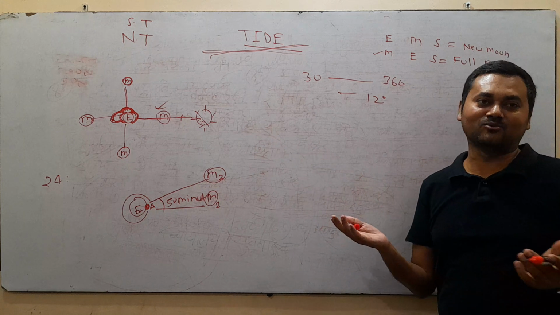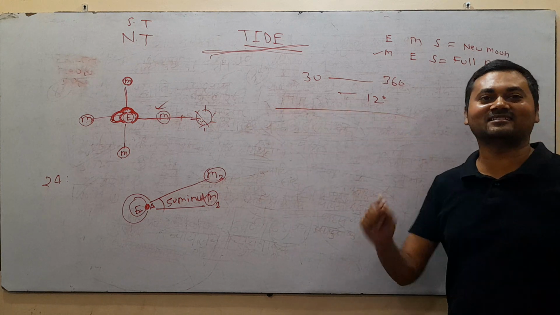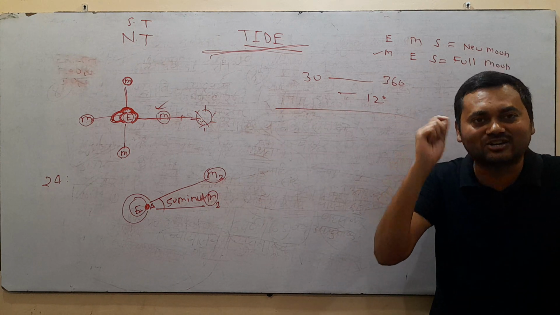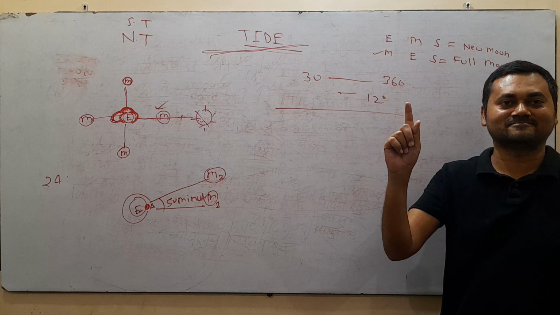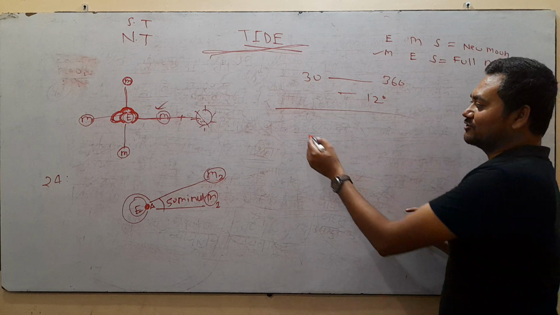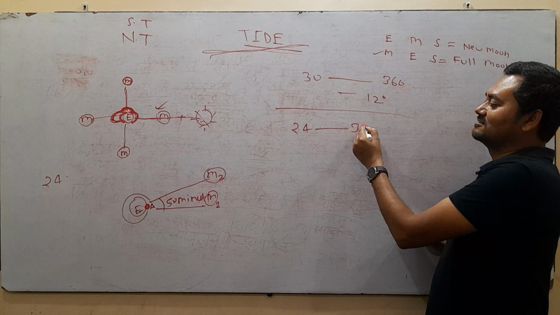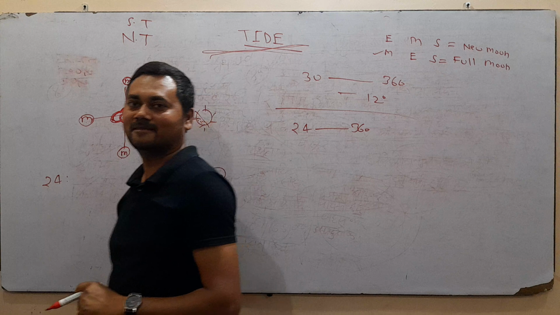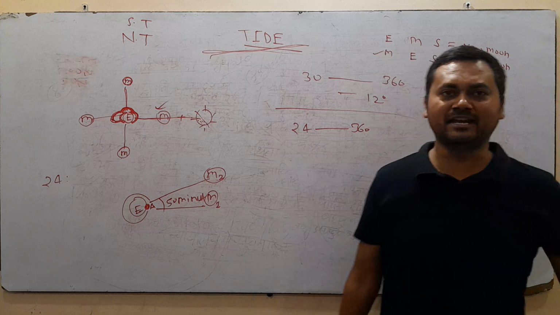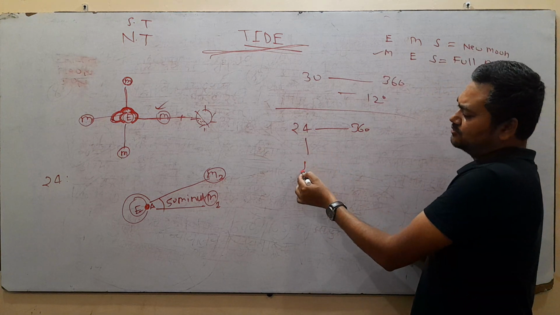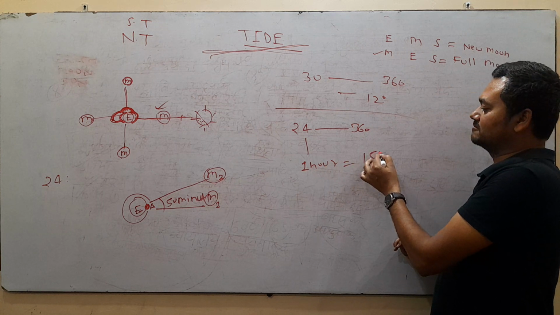And we have the formula. What is that formula? The earth completes a rotation on its axis in 24 hours. In 24 hours, how many degrees? 360. When you calculate, in 1 hour it will come to 15 degrees.